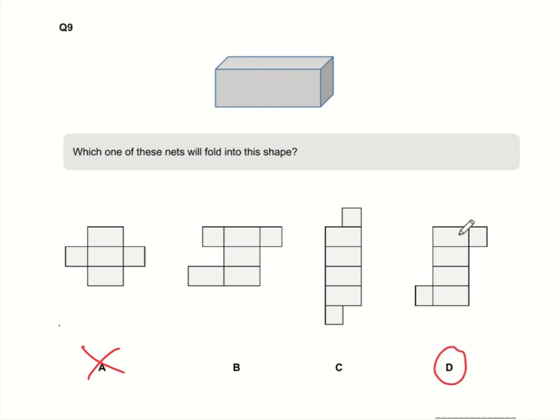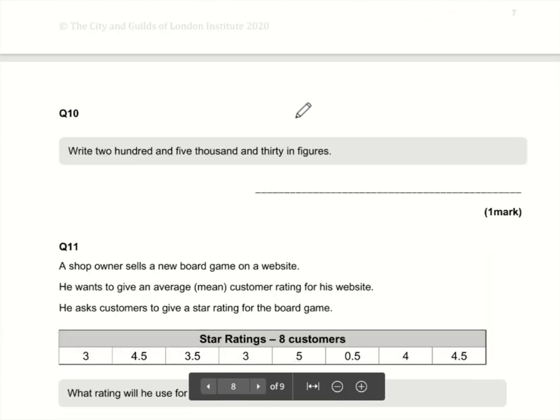So just imagine you're doing some origami on these shapes. If you fold this, you'll see you can get a cuboid, but A, B and C, it just simply will not work. Okay, question number 10.